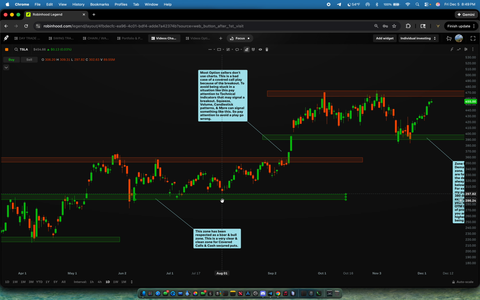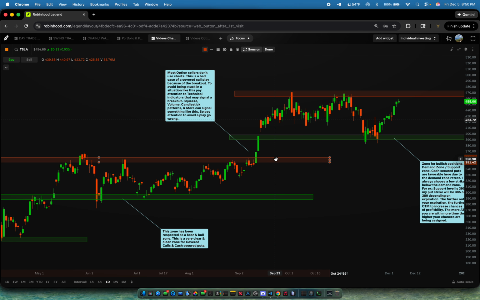Make sure your strike is a few points below the support level because that will give you a higher chance of profitability and a lesser chance of being assigned the option. The stock goes back up. We take profits. We do covered calls again as we hit that supply zone. Take profits. Repeat until it doesn't work anymore.